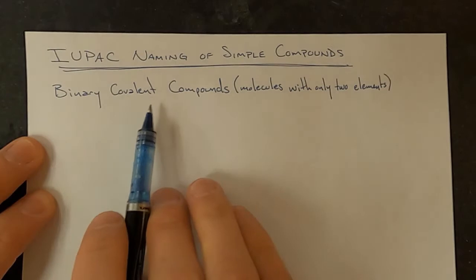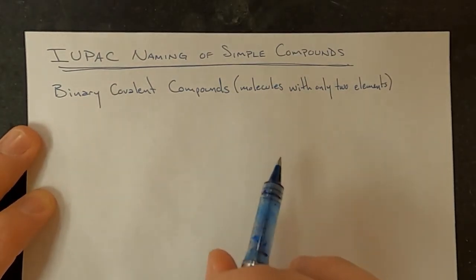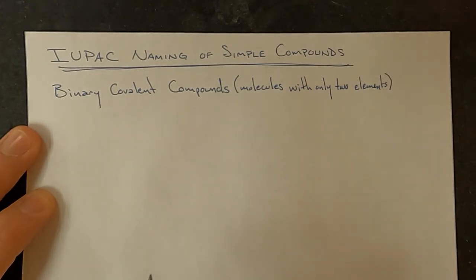Now, covalent compounds or molecules, when they have more than one element, might combine in different ratios. And so it's important to have a way to say how many atoms of each element are in that molecule.